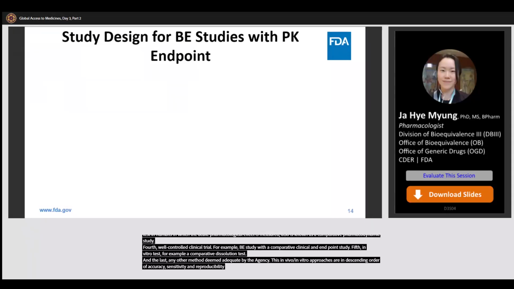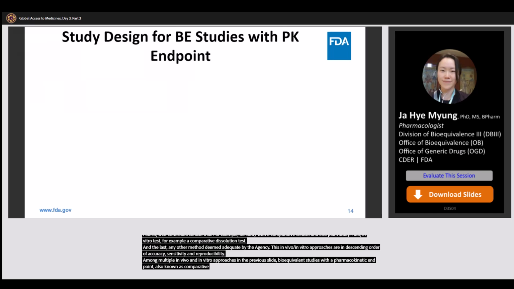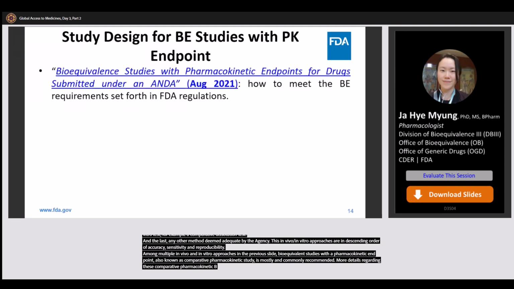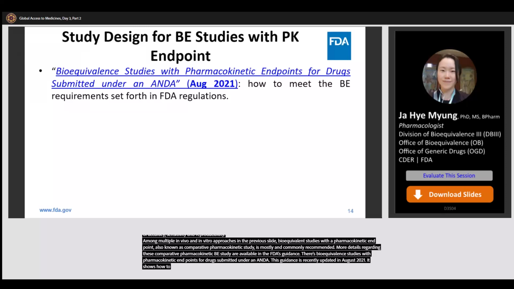Among the multiple in vivo and in vitro approaches in the previous slide, bioequivalence studies with a pharmacokinetic endpoint, also known as comparative pharmacokinetic studies, are the most commonly recommended. More details regarding this comparative pharmacokinetic BE study are available in the FDA's guidance, named Bioequivalence Studies with Pharmacokinetic Endpoints for Drugs Submitted Under an ANDA. This guidance was recently updated in August 2021. It shows how to meet the bioequivalence requirements set forth in FDA's regulations.